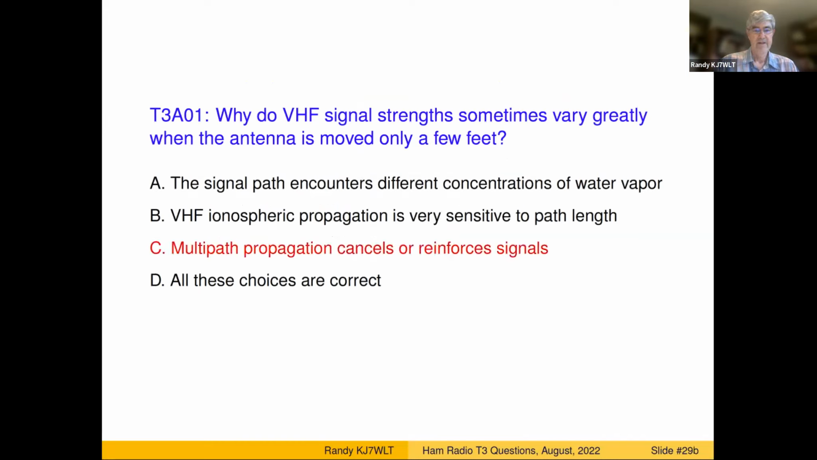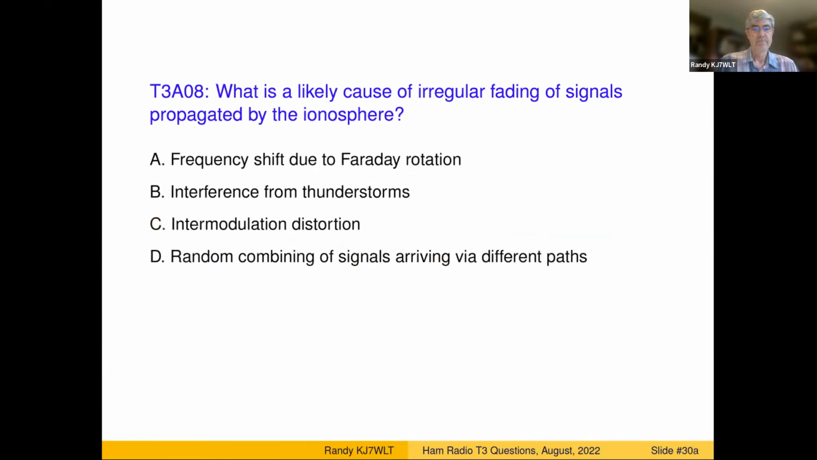Again, they sometimes vary greatly when you move it. That's again the multipath propagation either cancels or reinforces the signal. And what's the likely cause of irregular fading of signals propagated by the ionosphere? Well, it's sort of similar there. Again, in the ionosphere, as signals refract, you can get sort of multipath signals that arrive by slightly different paths and that either constructively or destructively interfere.